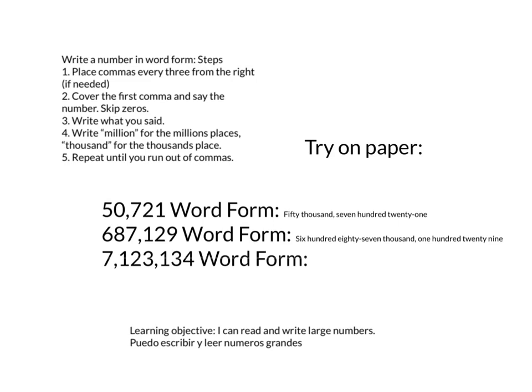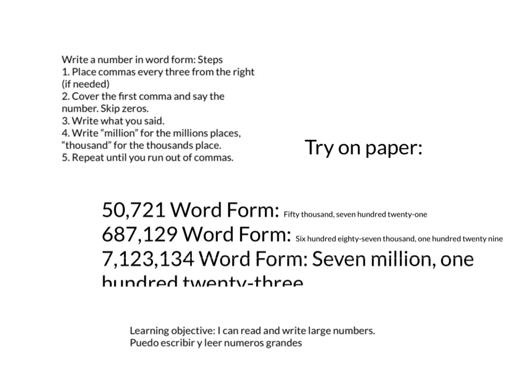7 million. Comma. 1, 2, 3. That's 123. Comma. Oh, I need to say thousands. 123,000s, because those are the thousands place. And then 130 hyphen 4.